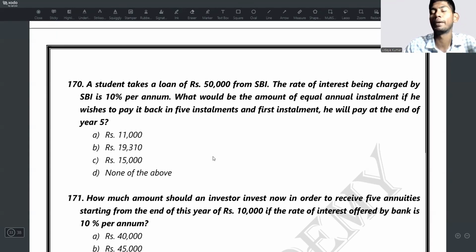So I hope you know that, because we have discussed it in our classes. Using the present value of annuity formula, you can calculate it. There is a delayed start of payments, so this becomes an ordinary annuity calculation, starting from the end of year 5.